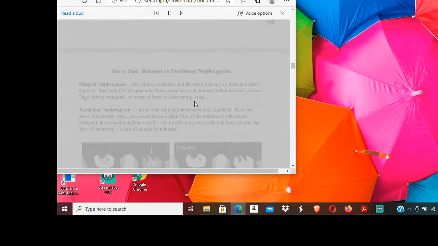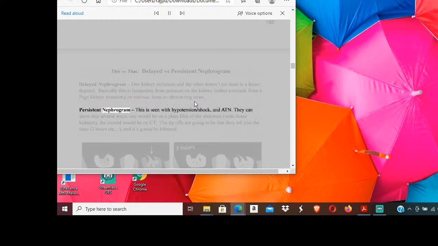192. This versus that, delayed versus persistent nephrogram. Delayed nephrogram: one kidney enhances, and the other doesn't, or does to a lesser degree. Basically, this is happening from pressure on the kidney, either extrinsic from a page kidney situation, or intrinsic from an obstructing stone.